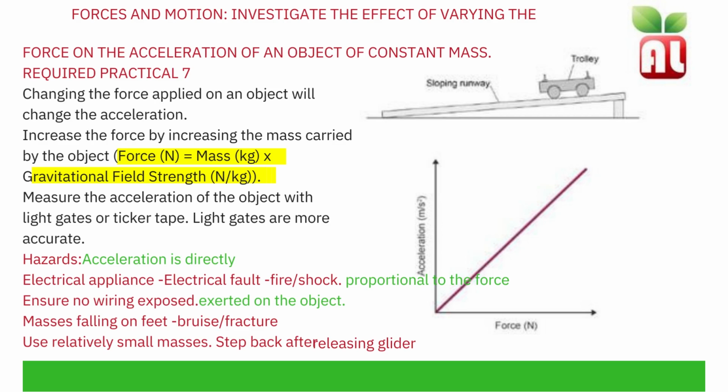Plot a graph of the force versus the acceleration. Acceleration is directly proportional to the force exerted on the object, so you will see a straight line graph through the origin. The hazards involved are using an electrical appliance, causing an electrical fault, so ensure no wiring is exposed. The masses may fall on the floor and on the feet, causing bruising. Use relatively small masses to minimize this risk.